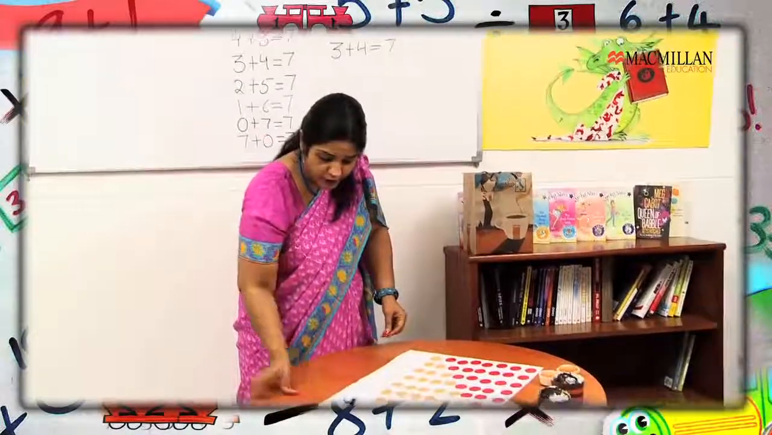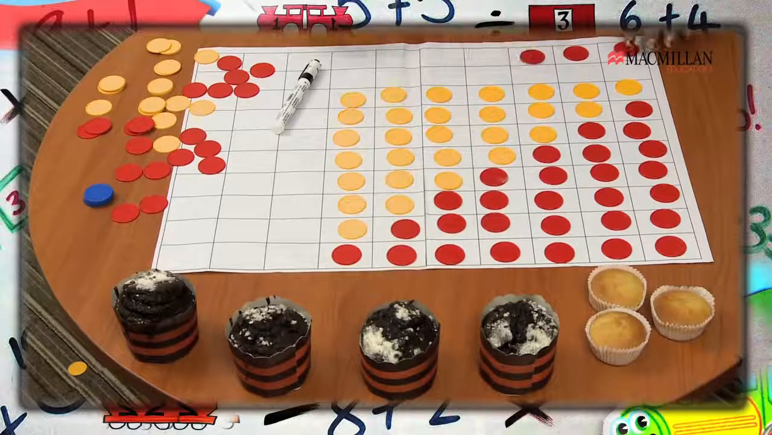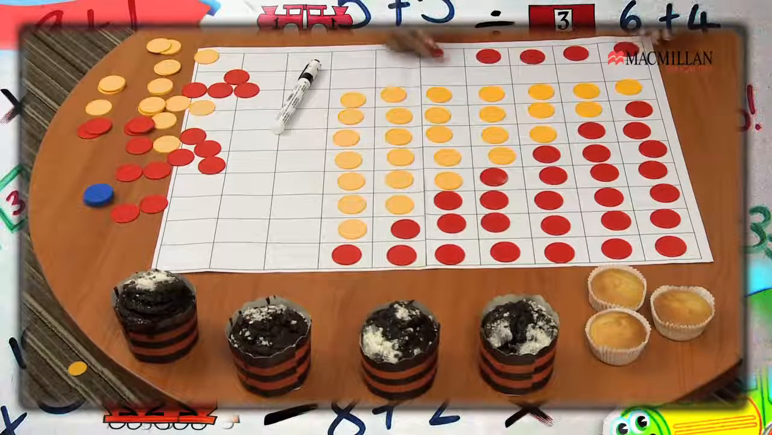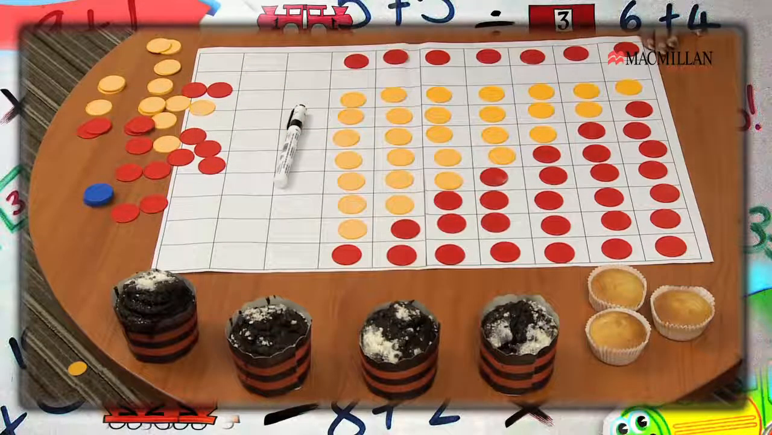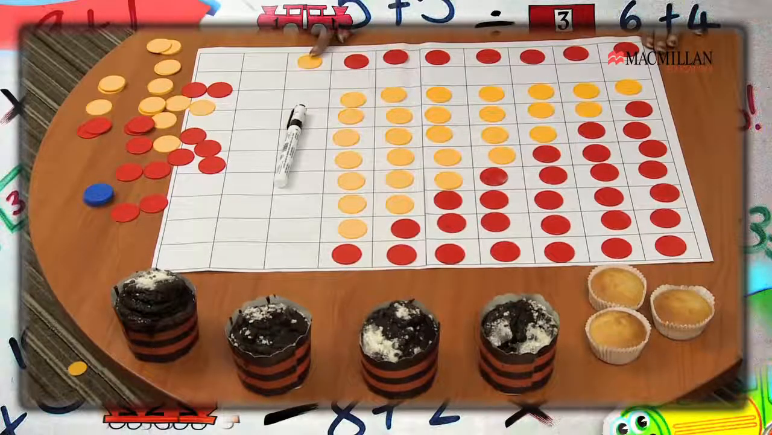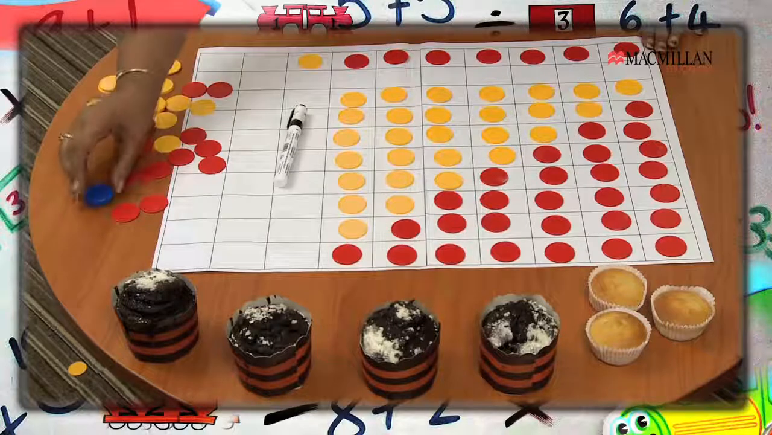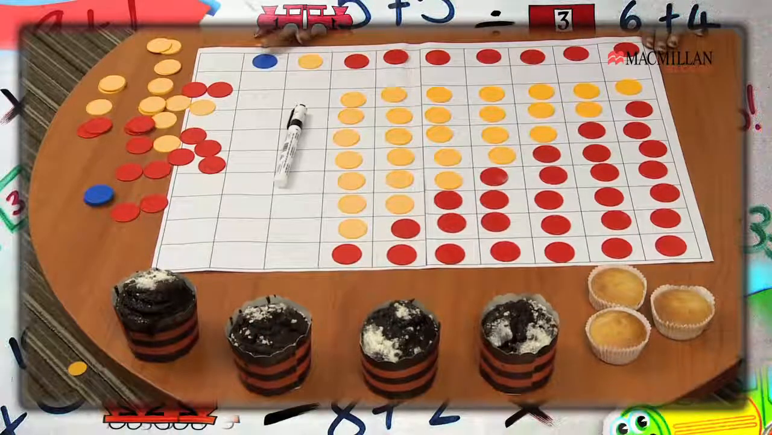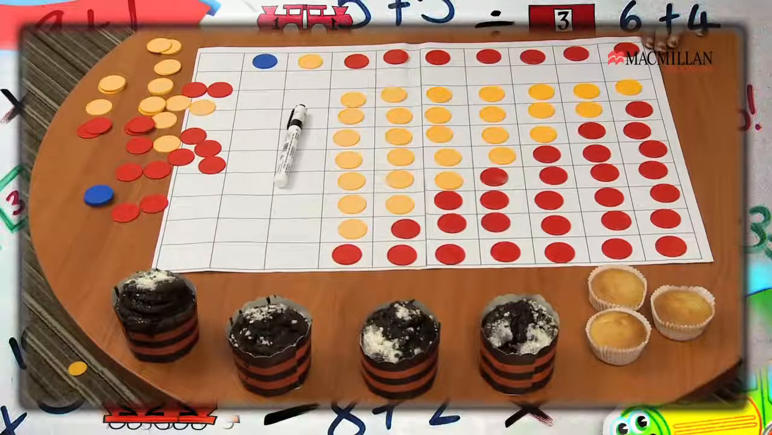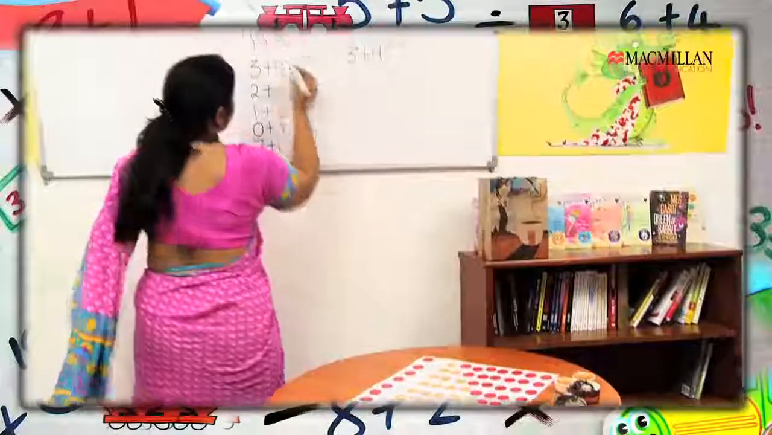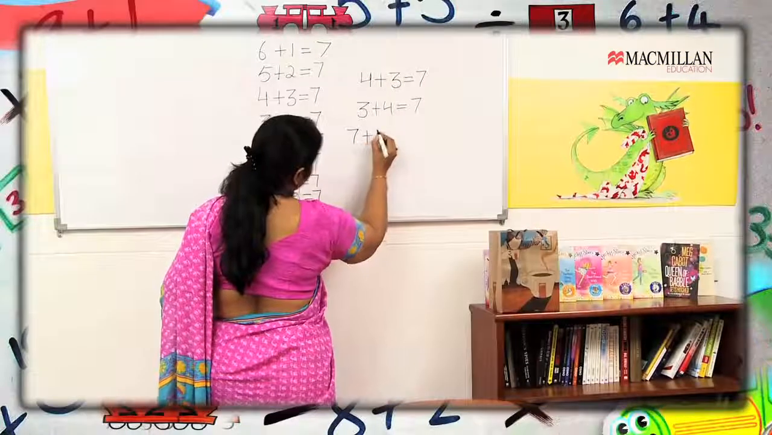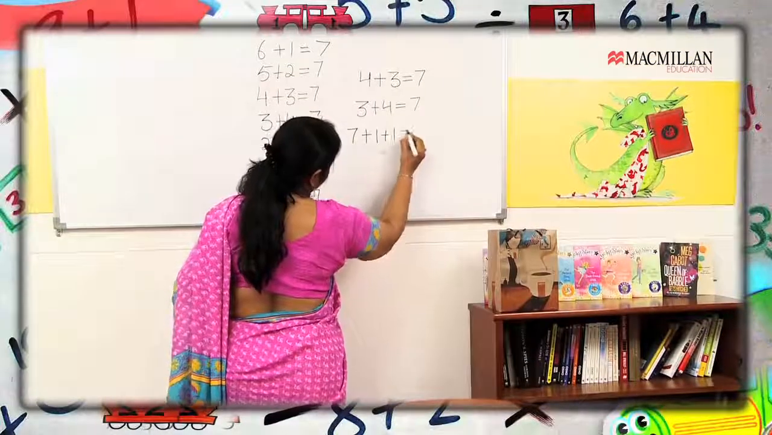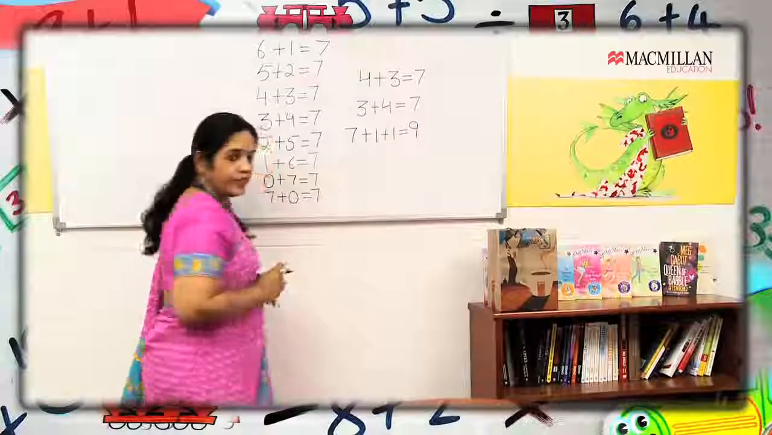So let us represent those 7 dwarfs by 7 red counters. And who else was there? Yes, there was a princess. Let this yellow counter represent the princess. Was there any other good character in that story? Yes, there was a prince too. So this blue counter is for that prince. So now let us add 1, 2, 3, 4, 5, 6, 7, 8, 9. So what do I have? I have 7 plus 1 plus 1 is equal to 9. Interesting, isn't it?